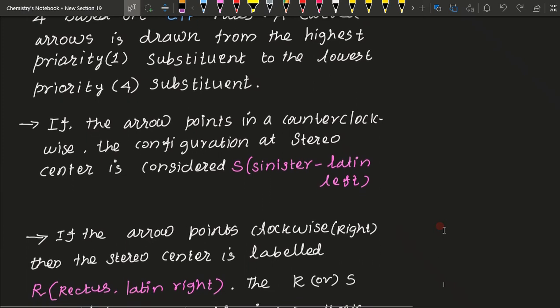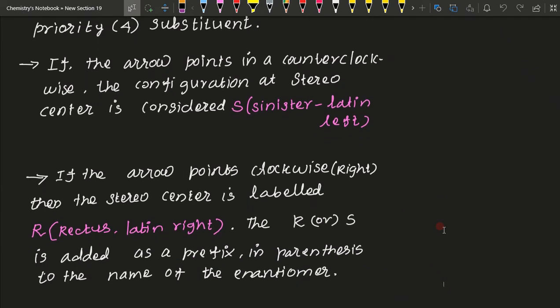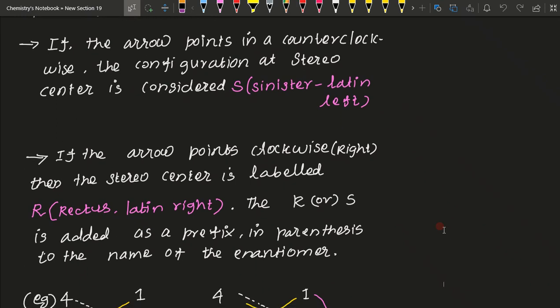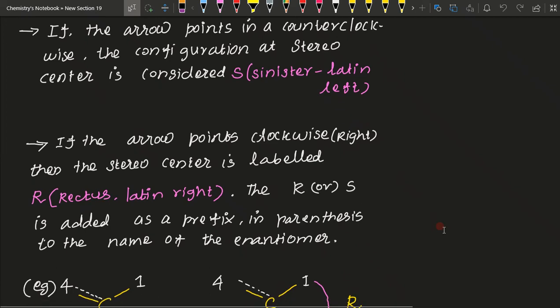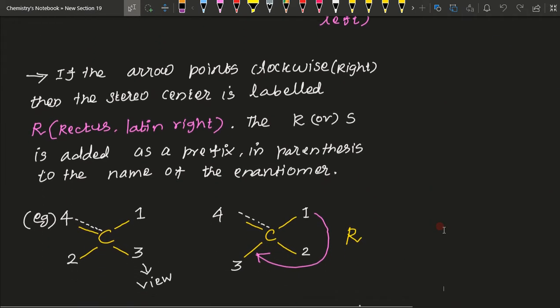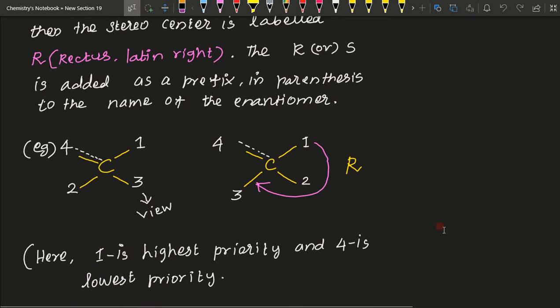Sinister means left. If the arrow points clockwise, right side, then the stereo center is labeled R, rectus, Latin for right. The R is added as a prefix in parentheses to the name of the enantiomer. For example, see here the center carbon atom. So there are around four substituents or four groups.